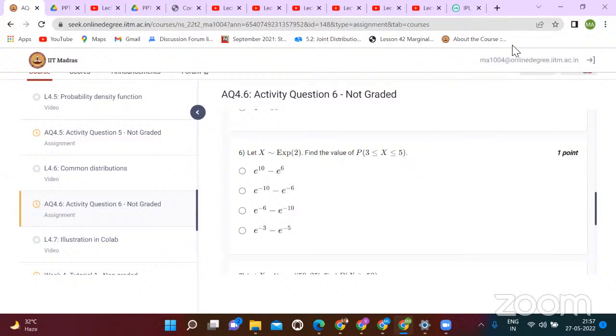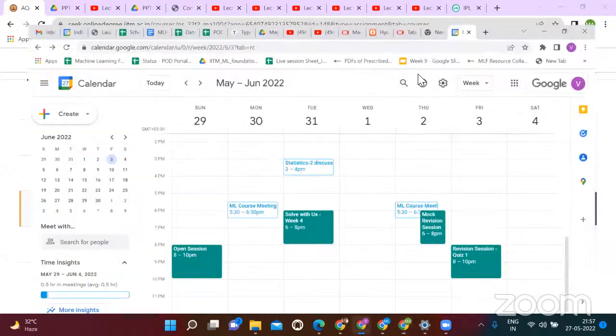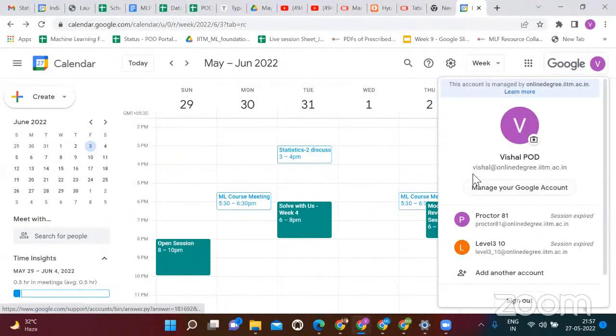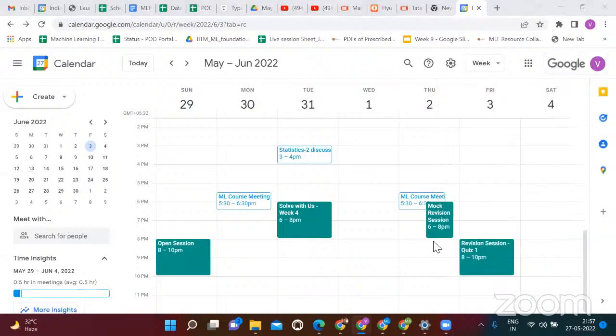Would you be able to write your email ID, please? It is Vishal@online degree. This is my email ID. Okay, I'll just copy it in the chat box itself. You can copy from there.